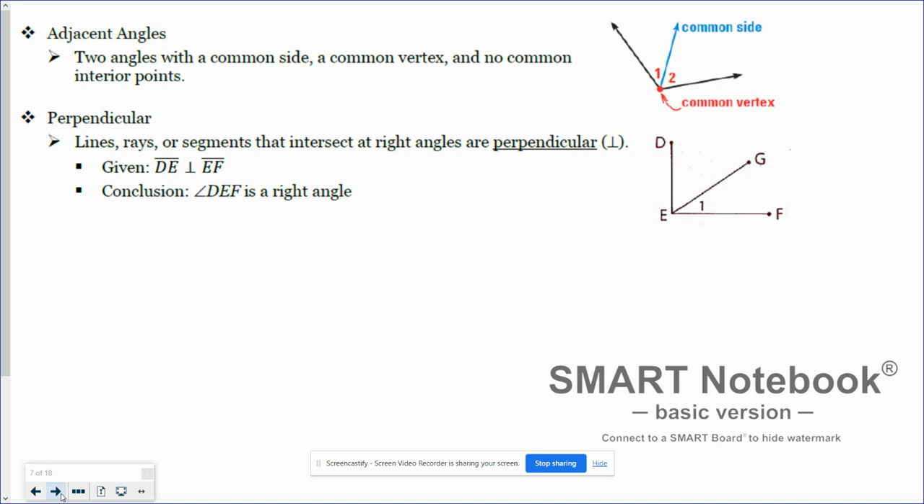Perpendicular. Lines, rays, or segments can intersect at right angles, and we say they are perpendicular. Notice the little symbol looks like an upside down T, also looks like two right angles, but that's the symbol for perpendicular. So if you're given that segment DE is perpendicular to segment EF, you can conclude that DEF is a right angle, and thus DEF is 90 degrees.